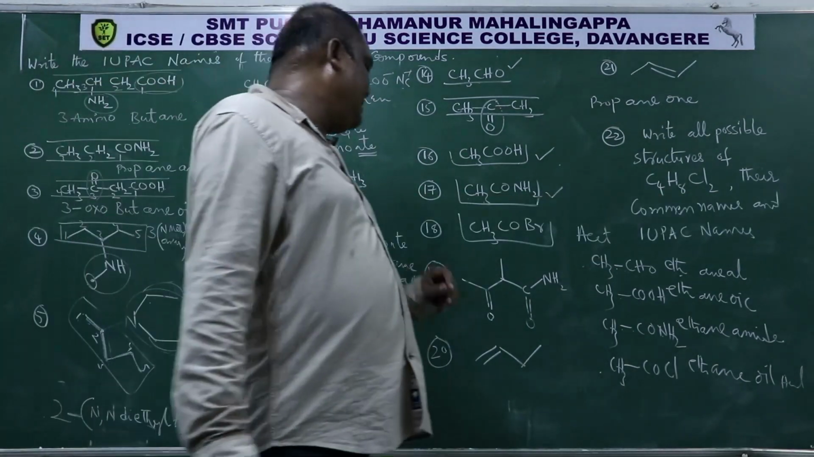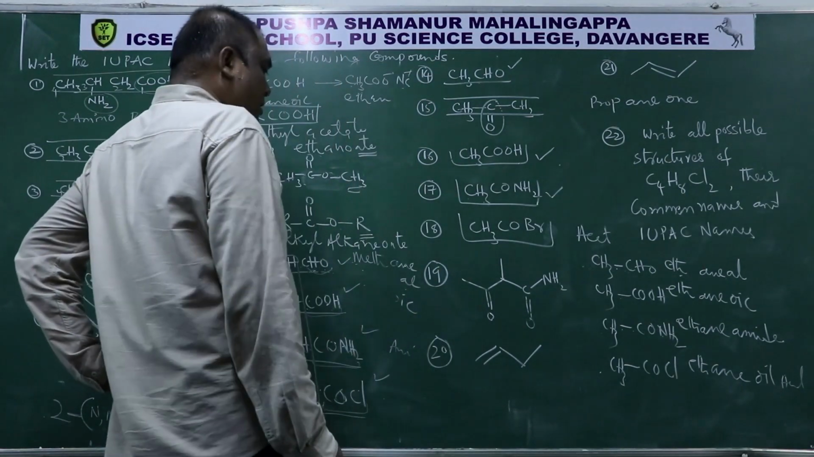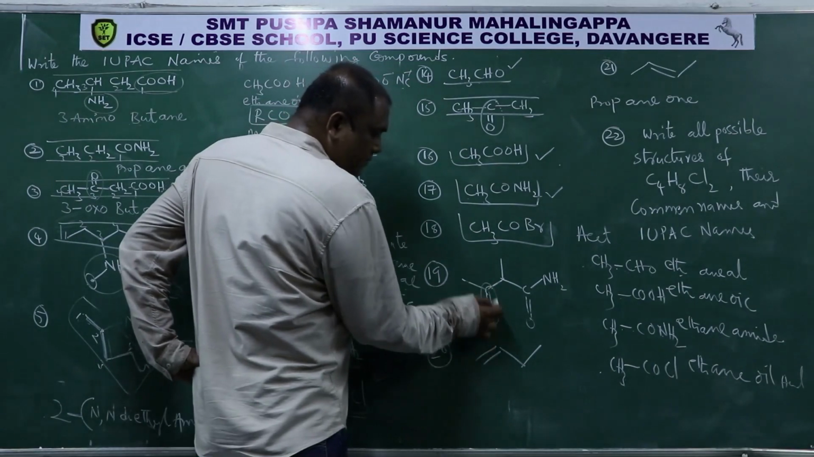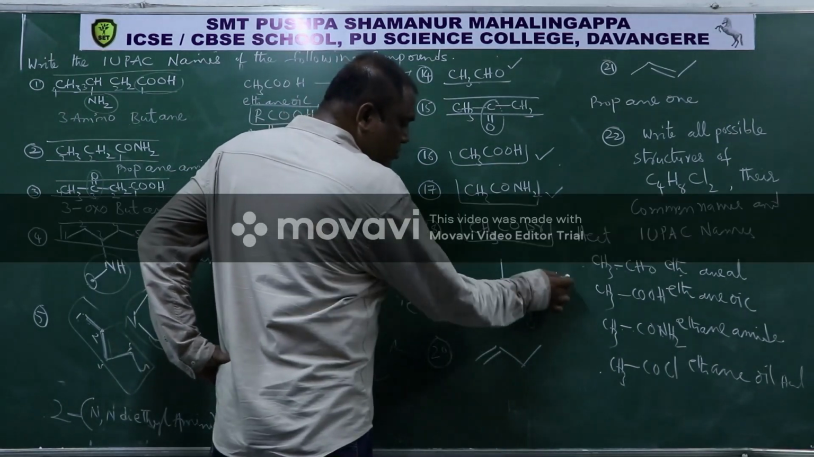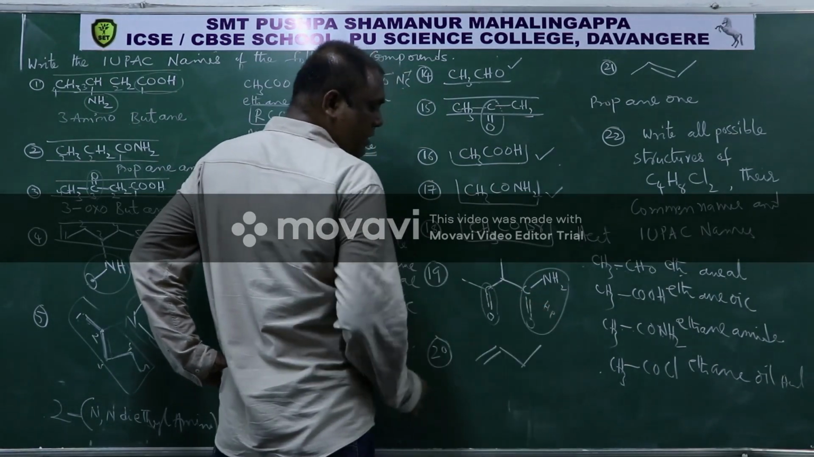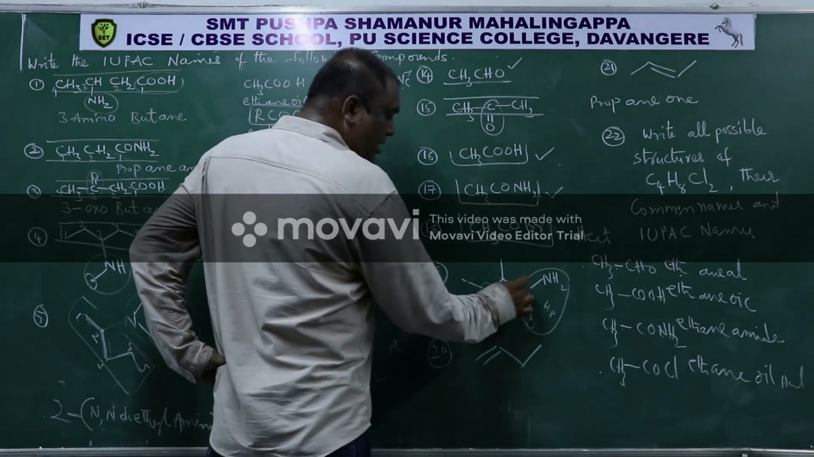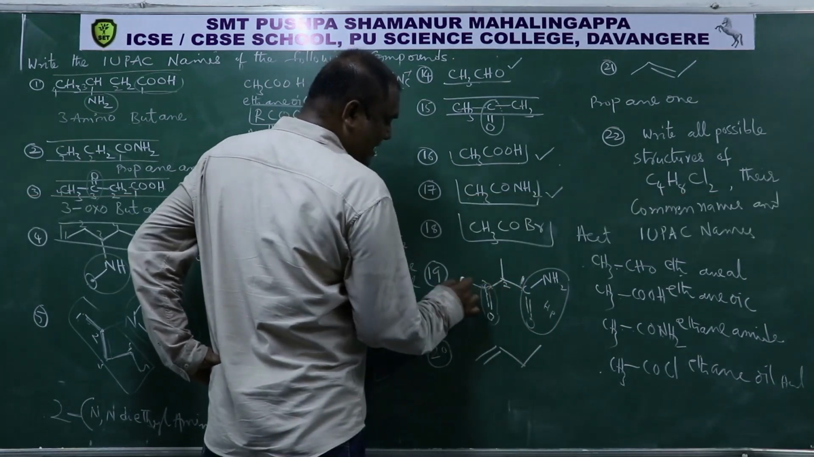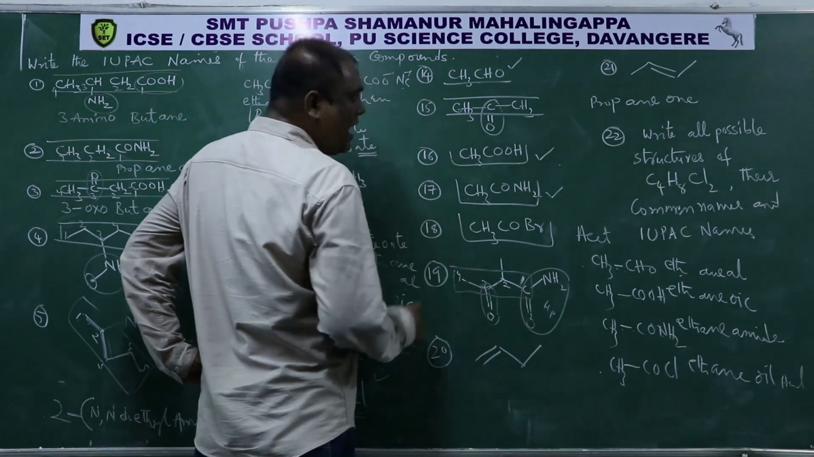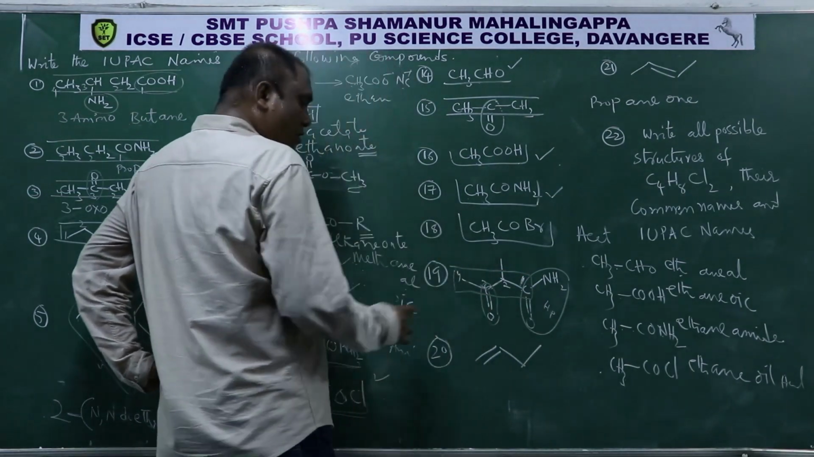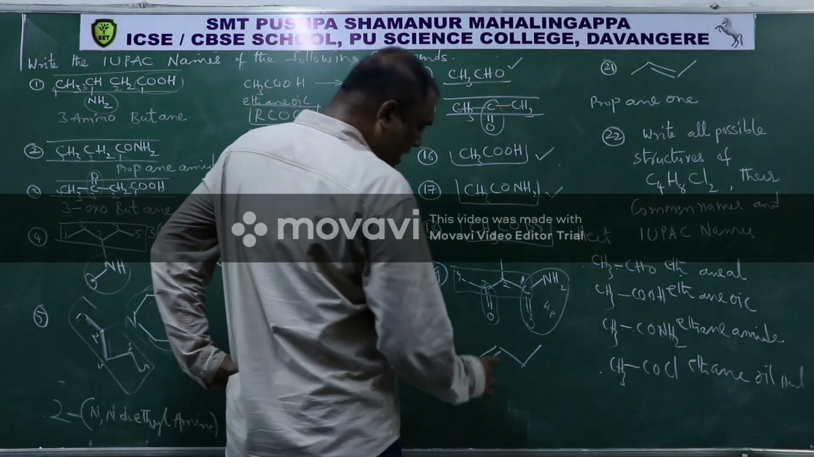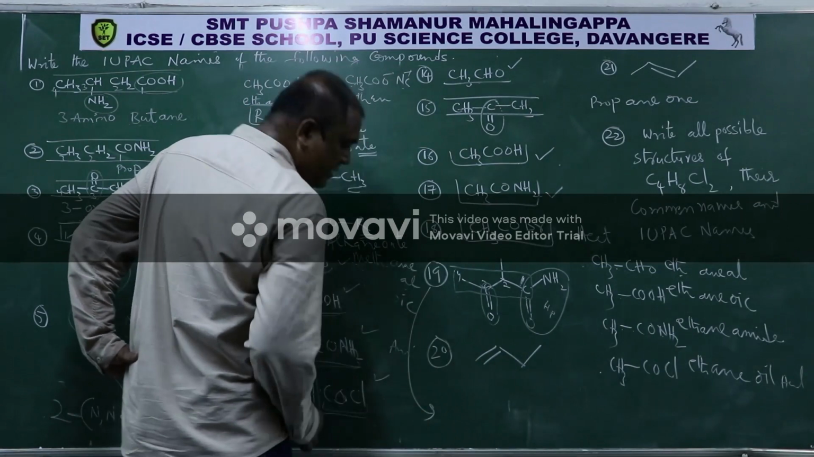Now coming to this 19th compound. Here this is CO, ketone group. Here it is CONH2, this is amide group. Amide group is of high priority. Therefore it should get lowest number. 1, this is 2, this is 3, this is 4. So totally the main chain having how many carbons? 4 carbons. Therefore for this 19th compound, I am writing the answer here.